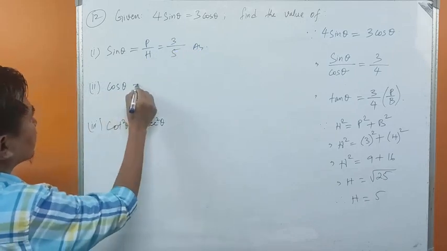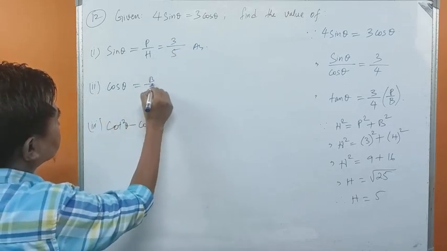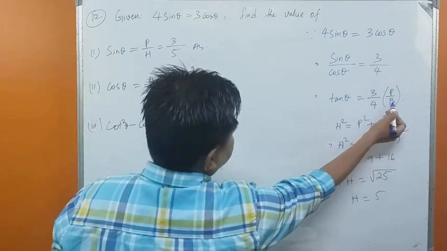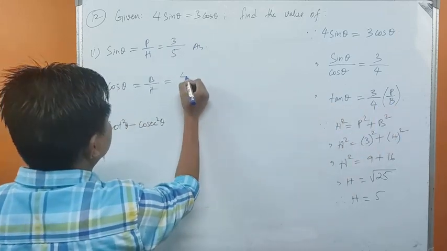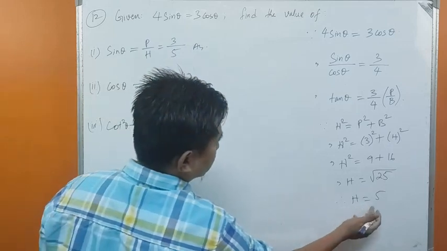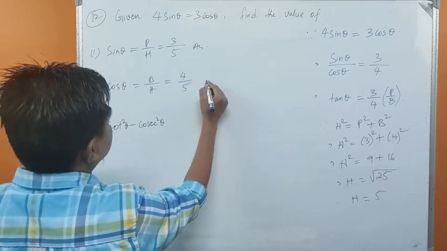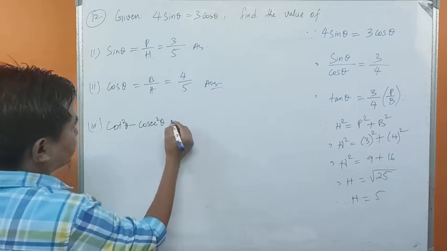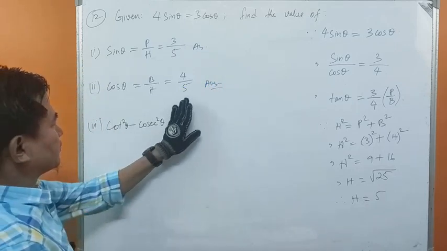Now cos theta. Cos theta means base upon hypotenuse, isn't it? So what is base? Base b is 4, isn't it? So 4 upon hypotenuse 5. So 4 upon 5 is the answer for question number 2. Now question number 3.